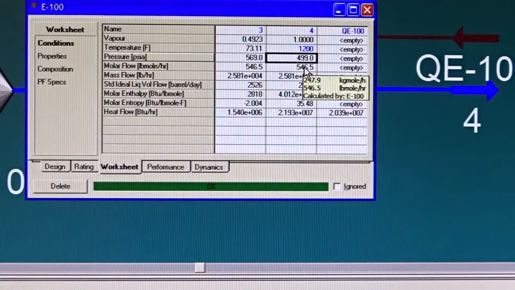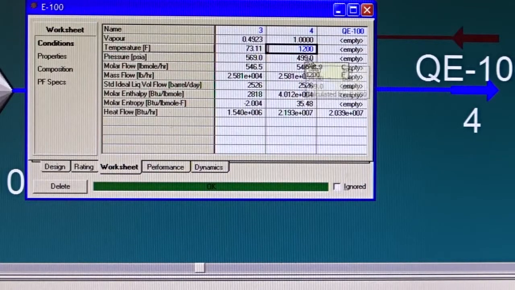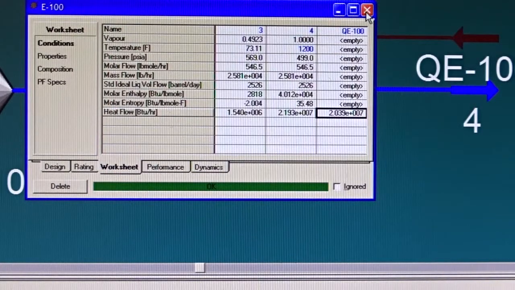Why is it 499? We specify delta P to be 70. 569 at the inlet minus 70 is 499. We specify the outlet temperature. Notice now the heat flow in QE. In QE, HYSYS will provide you with the amount of heat required, or heat duty, of this heat exchanger.